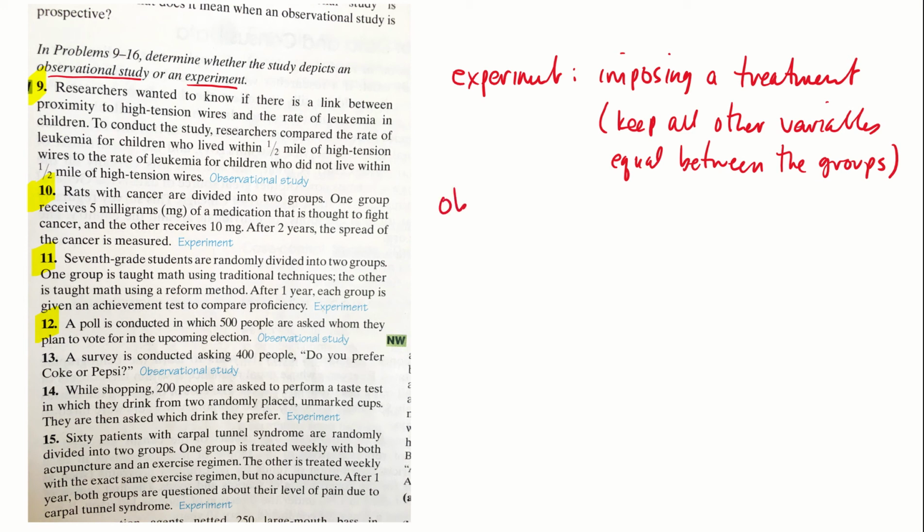Okay, an observational study. It's exactly what it says. You're just observing. We say oftentimes in the wild. You're just looking at things and going, I'm just going to watch and see what I see, and I'm not imposing a treatment or anything like that. Okay, so that's how we're going to tell the difference between observational studies and experiments in 9 to 12.